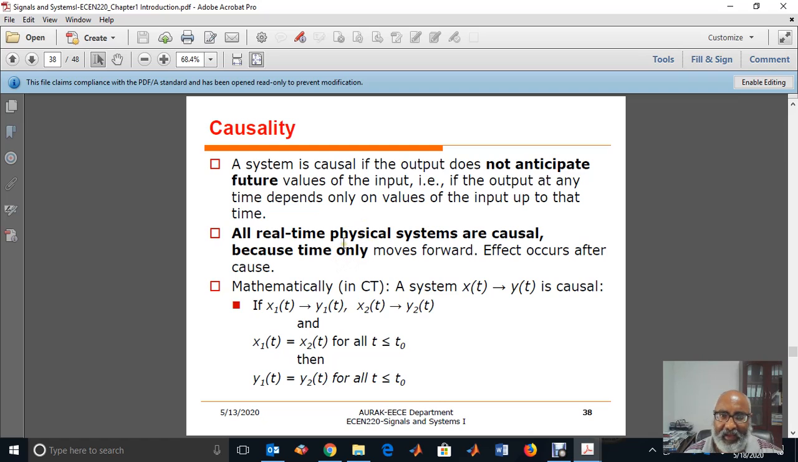However, how can the output depend on the future time t, on the future inputs? This can be done not in real time, but for example, if you store the input in a computer, and then you can design a system or an algorithm which can depend on the future input because you already stored the input data before. So it's possible to design a system or an algorithm which will depend on the future inputs.